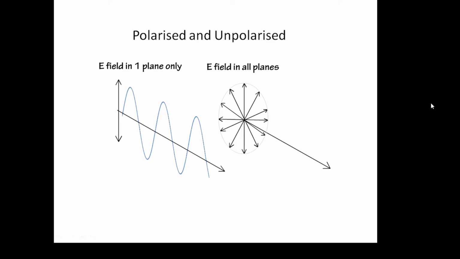If it's an unpolarized wave, then the electric field has components in every plane, or you could say it has x and y components. It's all over the place. The E field is in all planes. Of course, this is still perpendicular to the direction of propagation. Light from the sun is unpolarized. Light from a filament bulb is unpolarized.